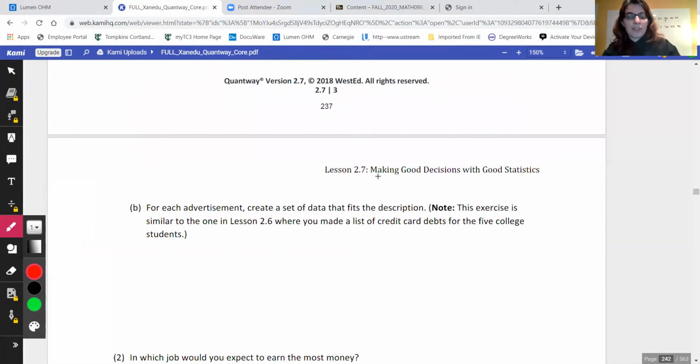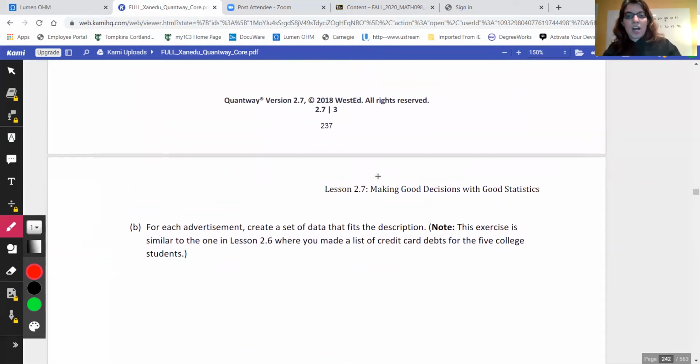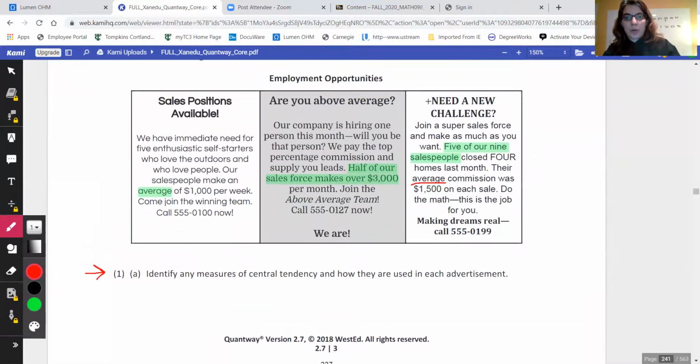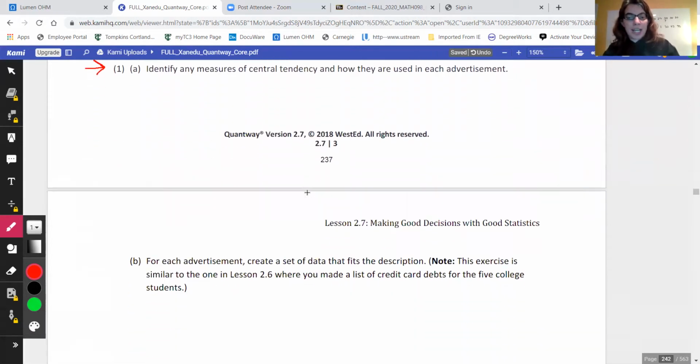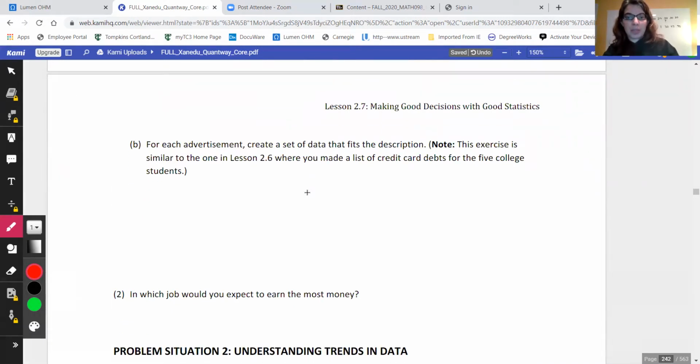Okay, so for each advertisement, create a set of data that fits the description. We are just going to look at 1 and 2. This one right here is a little trickier, and especially since we're not doing it together, I'm just going to have you look at number 1, the sales positions available, and the are you above average one. So go ahead and make a data set that fits each description. Go ahead and pause the video.